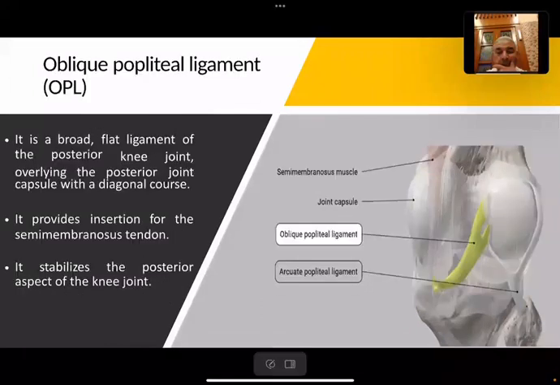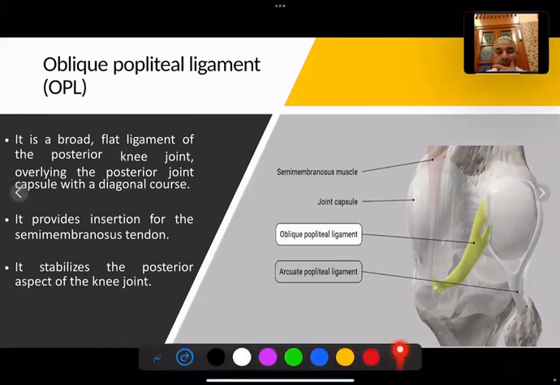This is the oblique popliteal ligament. It is a broad, flat ligament of the posterior knee joint, overlying the posterior joint capsule with a diagonal course. It is a broad insertion for the semimembranosus tendon. It stabilizes the posterior aspect of the knee joint. This is the oblique popliteal ligament.